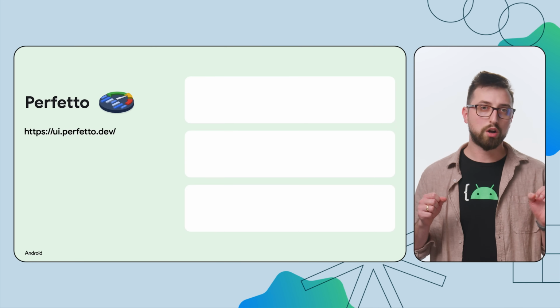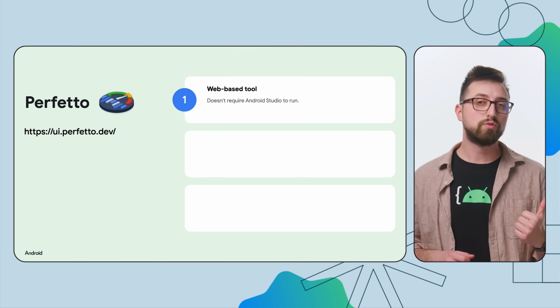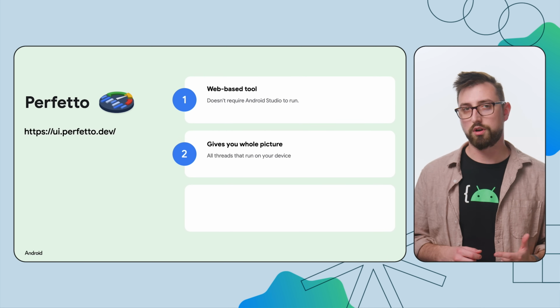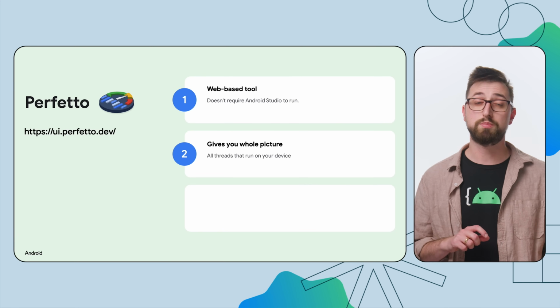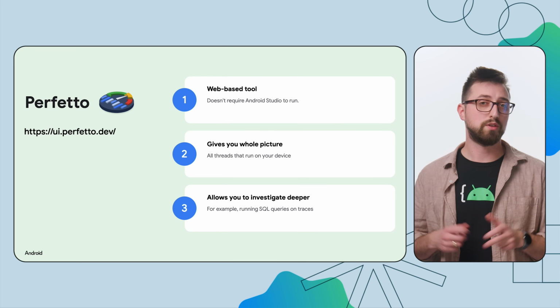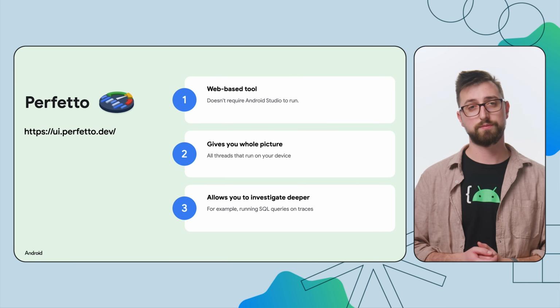Alternatively, you can also use Perfetto. It's a web-based tool that doesn't require Android Studio to run. It gives you the whole picture of what was happening on the device and can reveal relationships between different processes. And it also allows you to investigate deeper problems, for example, by running SQL queries.